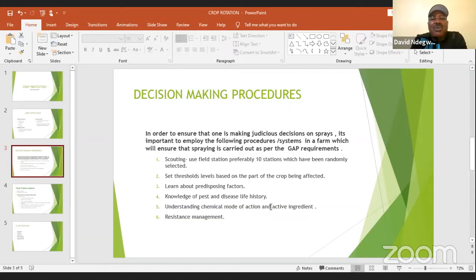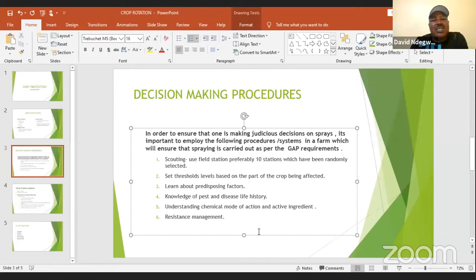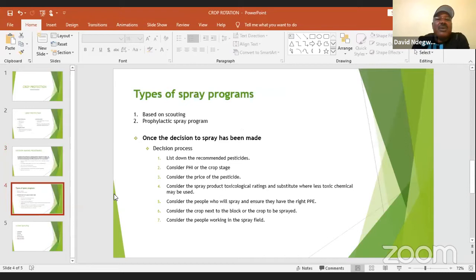And then number six, you need to ensure that you understand what resistance management is all about. On resistance, you need to be using chemicals with different modes of action, like most of the systemics. Unfortunately, it's very easy to develop resistance if you rely on systemics or curatives. Then you go to the type of spray programs. There are two major spray programs that you can use as a farmer.